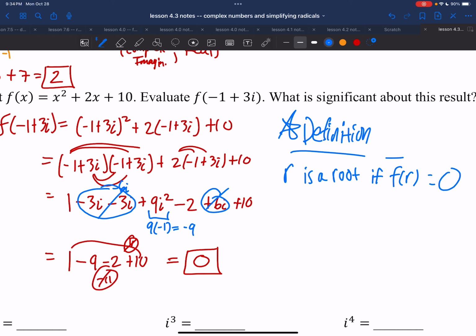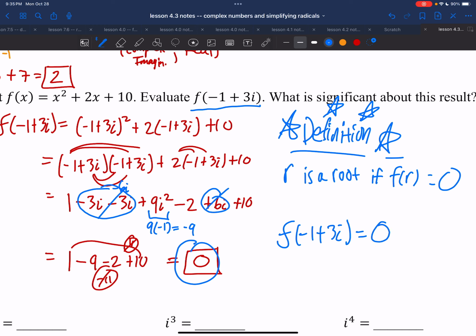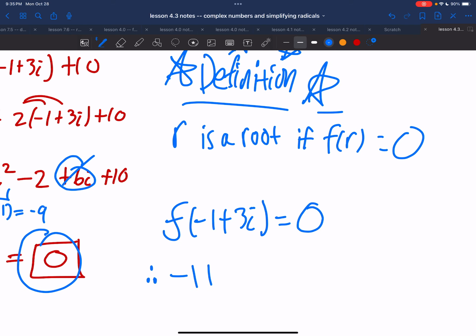So we talked about this definition. I said, this is something important. R is a root if f of R equals 0. Notice, we evaluated f of negative 1 plus 3i, and it came out to 0. This means f of negative 1 plus 3i equals 0. So what conclusion can you make? Therefore, this complex number, negative 1 plus 3i, is a root. You say, who cares? Because this is interesting.